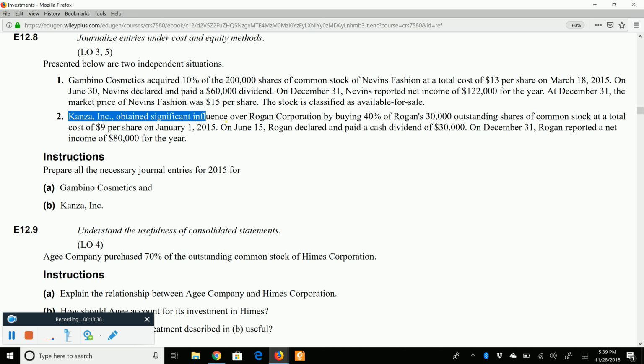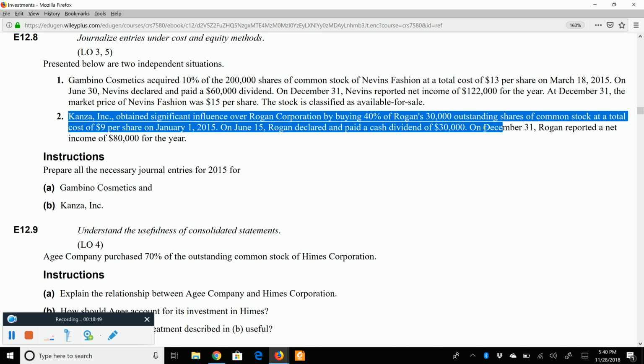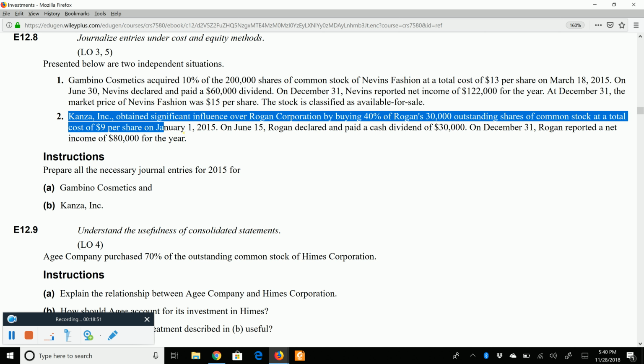Kanza Inc. obtained significant influence against Rogan Corporation by buying 40% of Rogan's 30,000 outstanding shares of common stock at a total cost of $9 per share. All right, so you can see we are definitely between the 20 and 50% range. We're buying 40% of another company. So that is considered, and you can see the term here, we now have quote-unquote significant influence over this other company. We don't control the other company because we don't own over 50% of the stock.